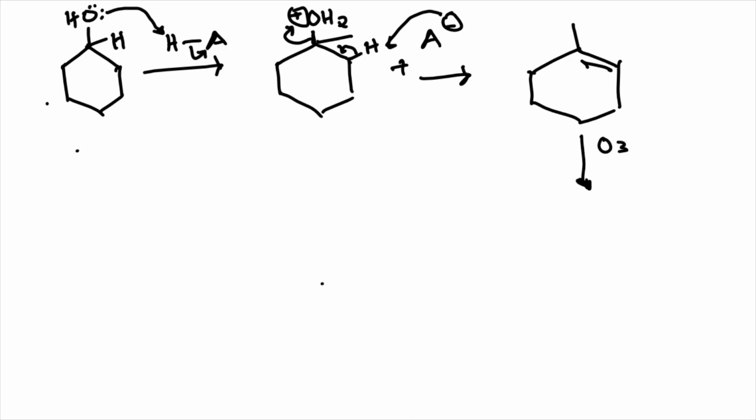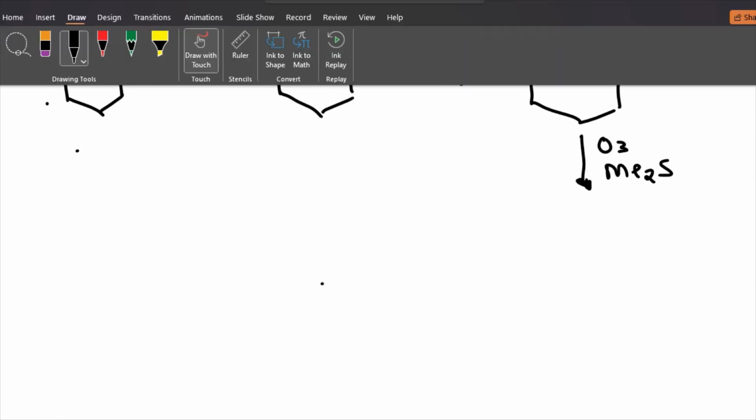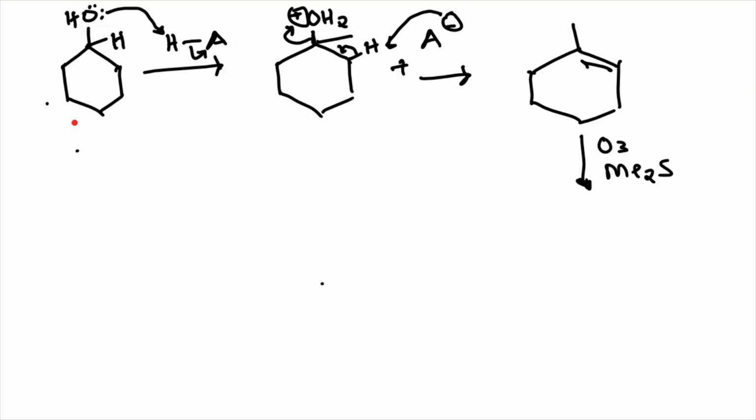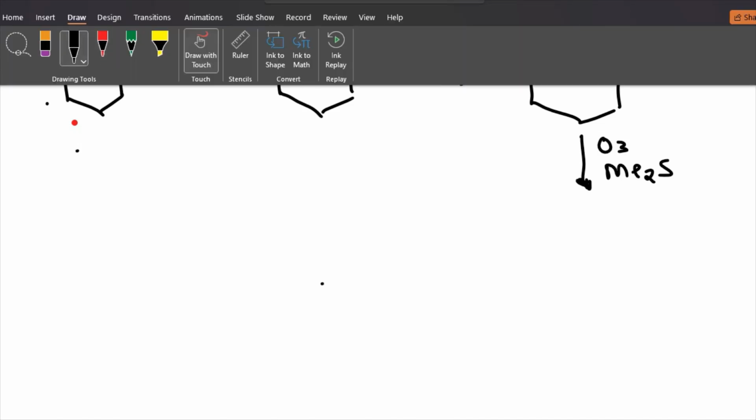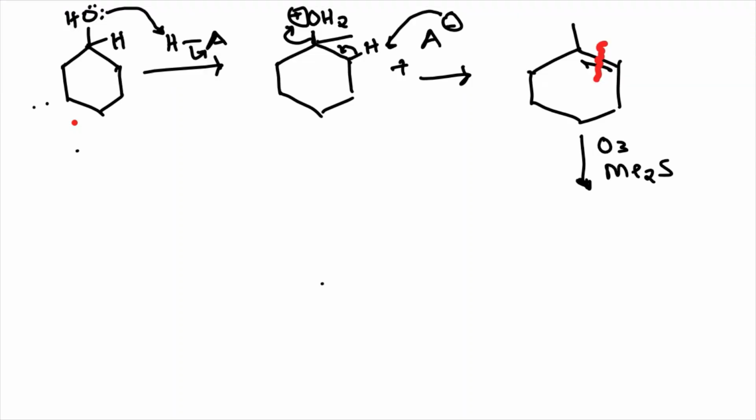So if you treat an alkene with ozone and dimethyl sulfide, let me use another color here. What you're going to do is cleave this double bond. You're going to cut it in half like that. If you cut it in half, then what you form is this. So there.